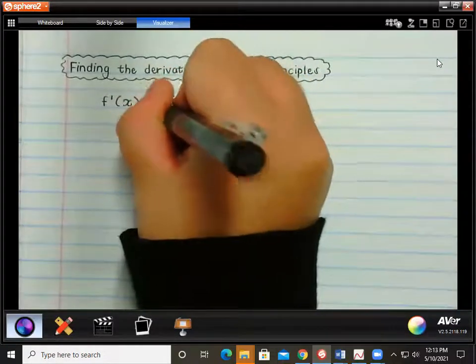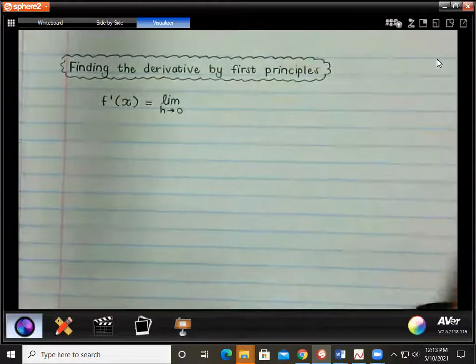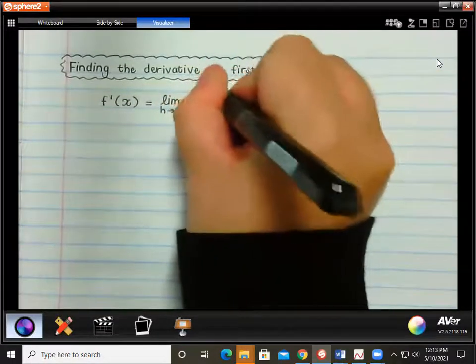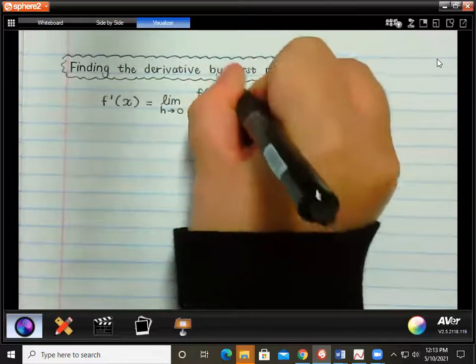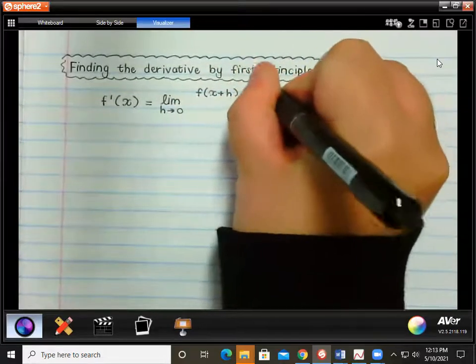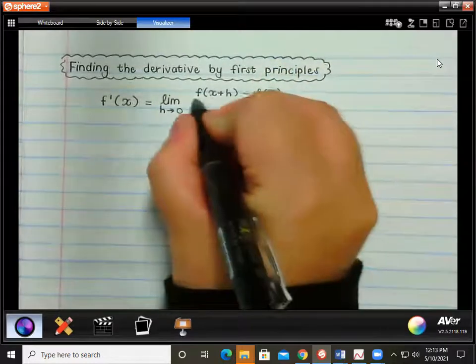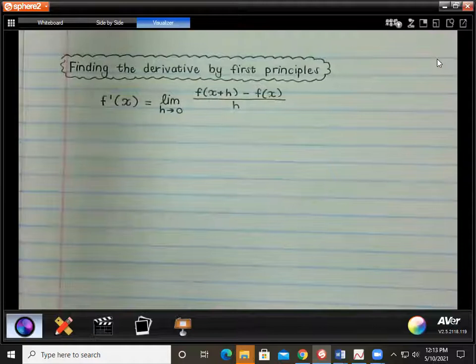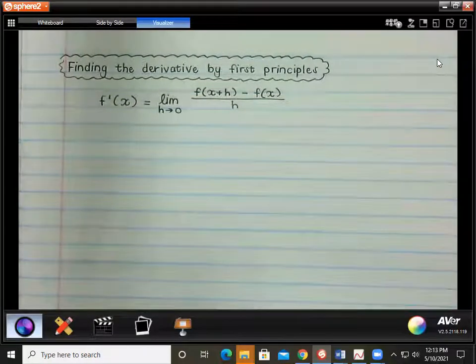Limit as h tends to 0, yes. All right, then let's calm down. At the top, you say f of x plus h minus f of x over h. Now, this is on the formula sheet, right?